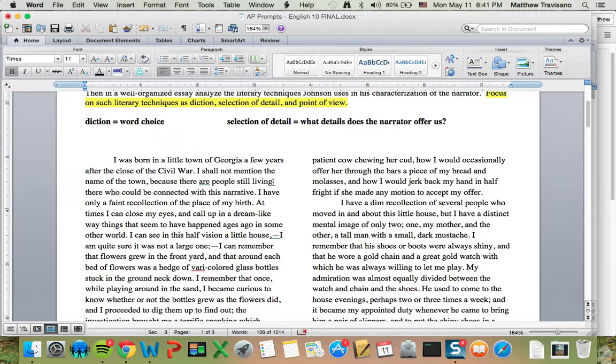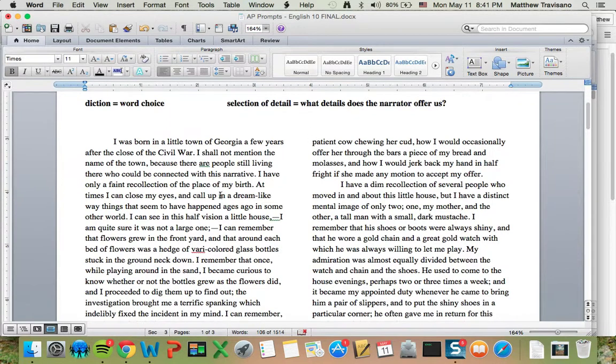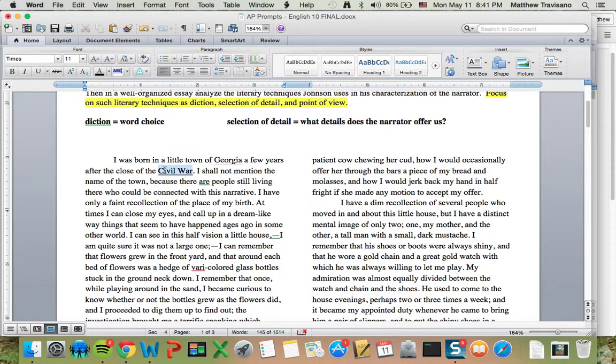So, for example, what do we know? Well, we know he was born in Georgia. Okay, that's a detail. We know he was born near the close of the Civil War. Okay, that's a detail. It's funny, he does not mention the name of the town. That's interesting, a detail we don't get. But so far he's clear to tell us he lives in Georgia and after the close of the Civil War, and those details are important.